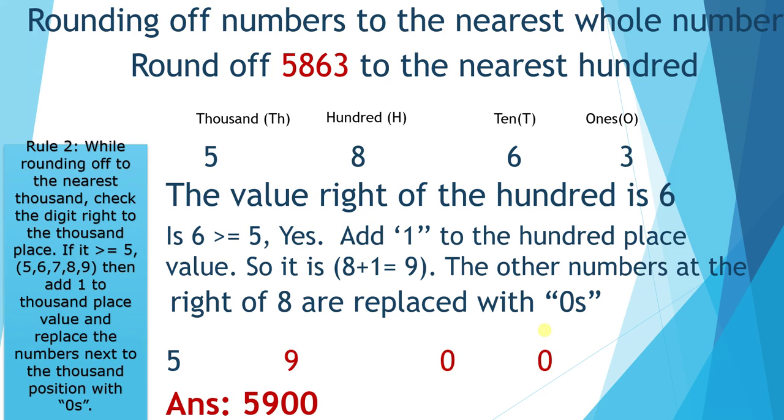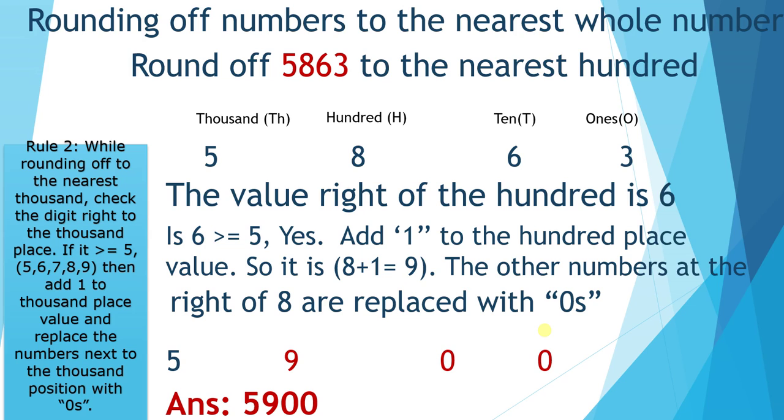So this is also an application of rule number 2. It's 5863. Get the place values right. Write the 1, 10, 100 and 1000 on it. So the number in question here at the 100 position is what? 8. The number right to 8 is what? 6. Is 6 greater than or equal to 5? Yes. So it says what? Add 1 to the number at the 100 position.